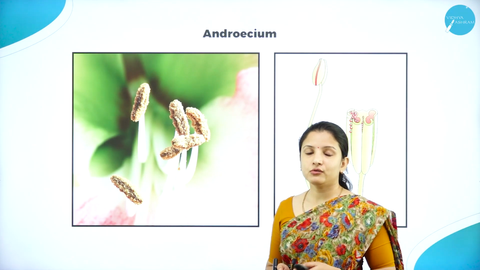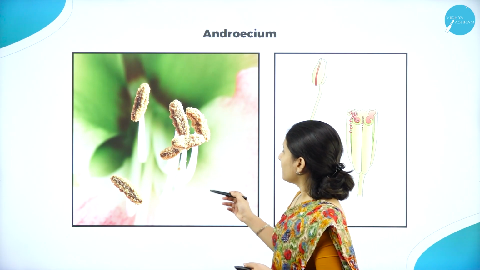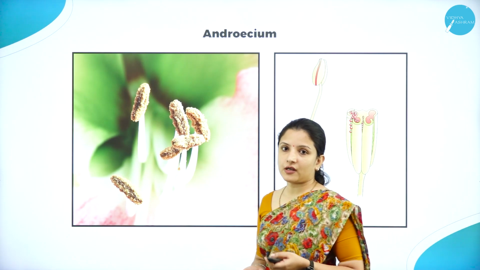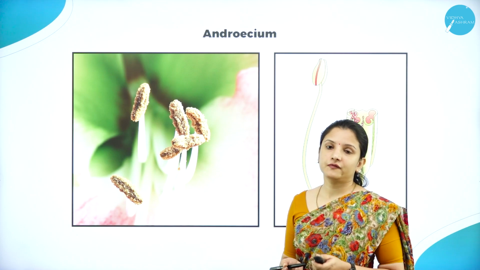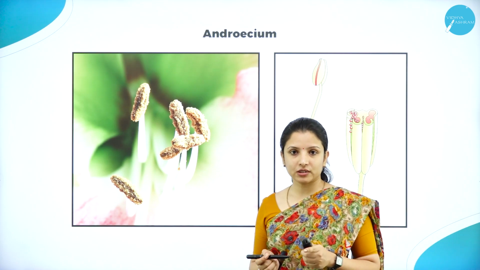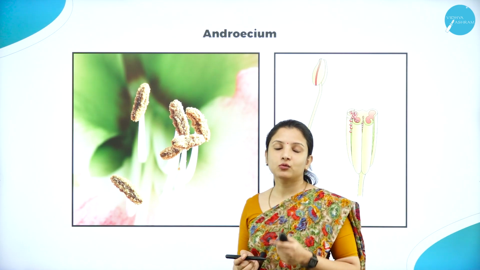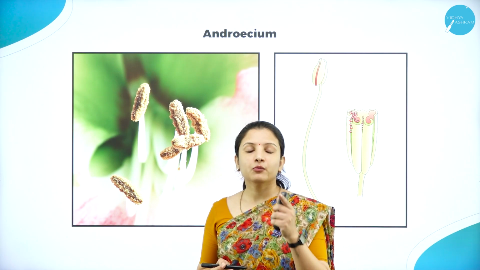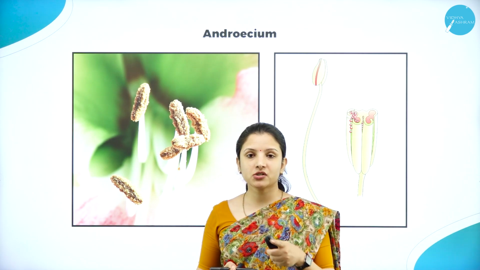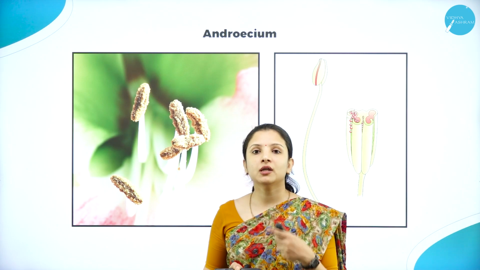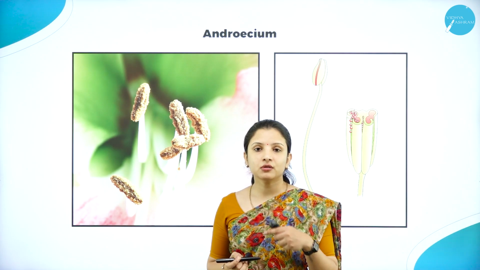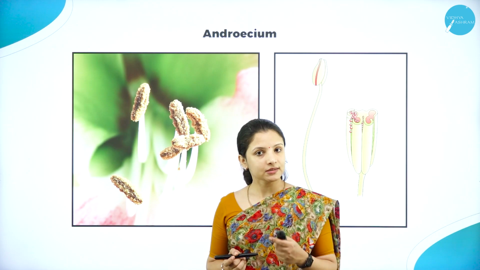As I told you, the androecium is the male reproductive part of the flower, and it is that part of the flower which produces the pollen grains. And the pollen grains are the ones which have the gametes which will help in the fertilization inside the ovule and therefore helping in the setting of the seeds.